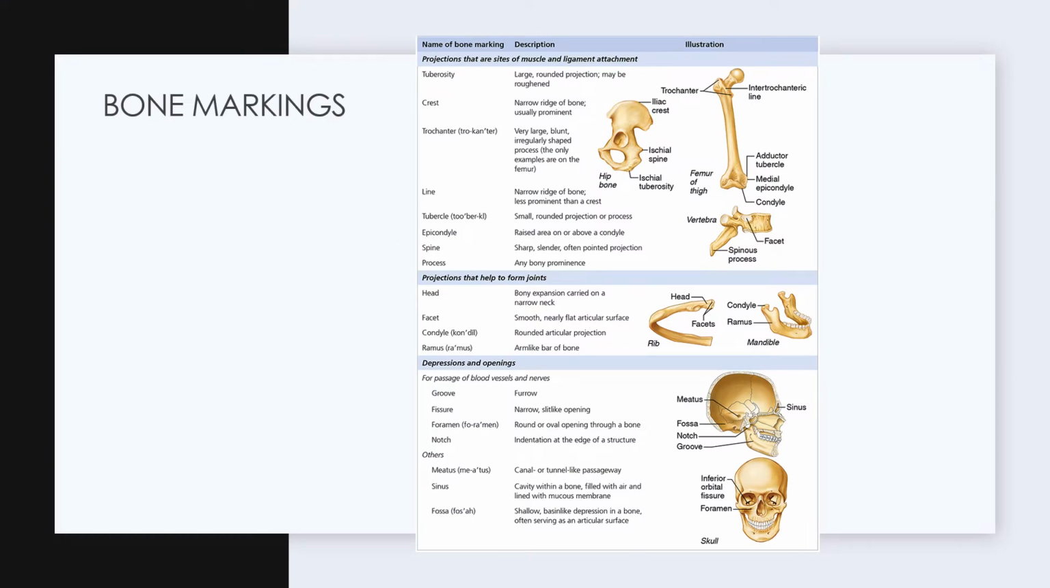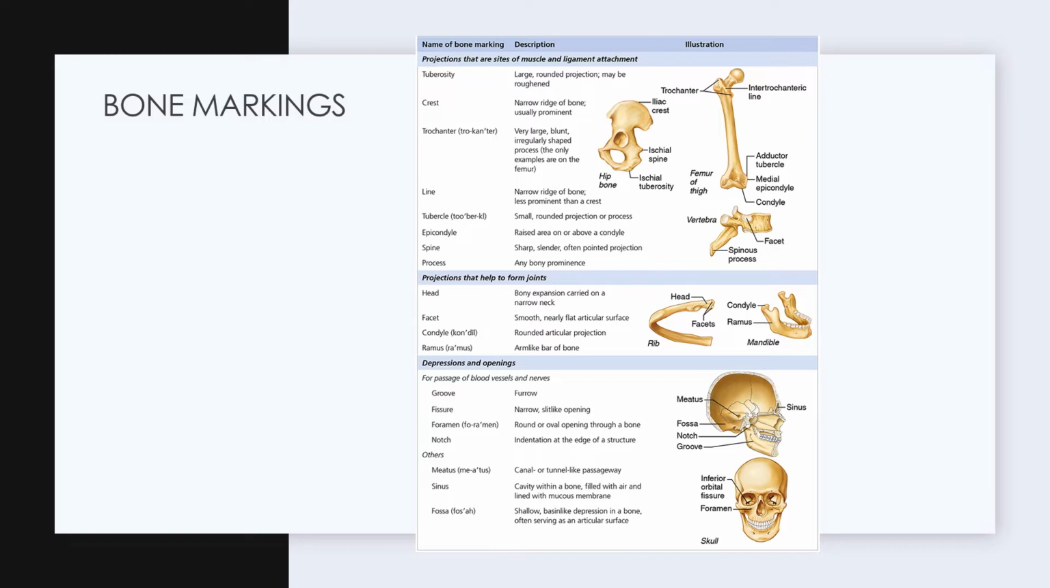Here you can see a chart of different bone markings, projections that are sites of muscle and ligament attachment. You can see the name of them, the description, and then an illustration. But bone markings basically just reveal where muscles, tendons, and ligaments attach and where blood vessels and nerves pass. There are two categories. So we have projections or processes, right? So they stick out, they project, growing out from the bone surface, or depressions or cavities, which are indentations.